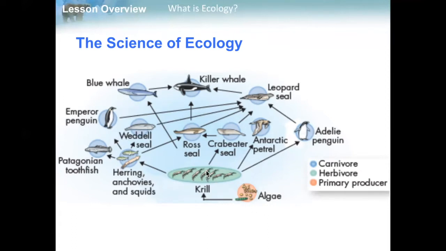And the arrows indicate the direction of the food energy traveling. So algae is eaten by krill, krill is eaten by these, and these are eaten by the others. And some are apex predators. The top one, which is not eaten, goes back in a cycle with decomposers after it dies.